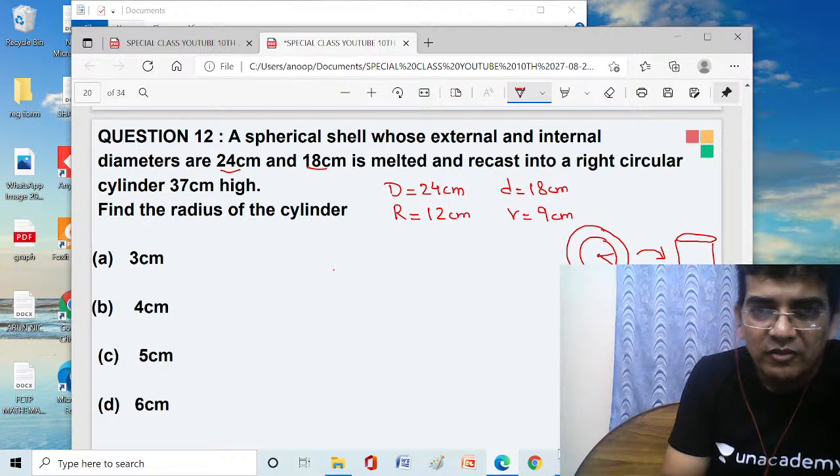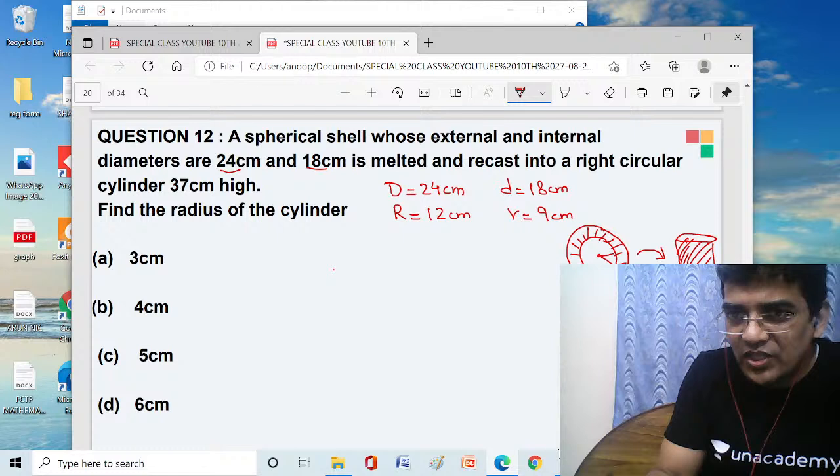So volume in this shell, now what's the formula for volume? It's a hollow one, so you can say volume of material. You cannot say volume of a shell, but you will say the volume of material in a shell. What's the formula? Formula is 4 by 3 pi, R cube minus r cube. This is the formula, right?